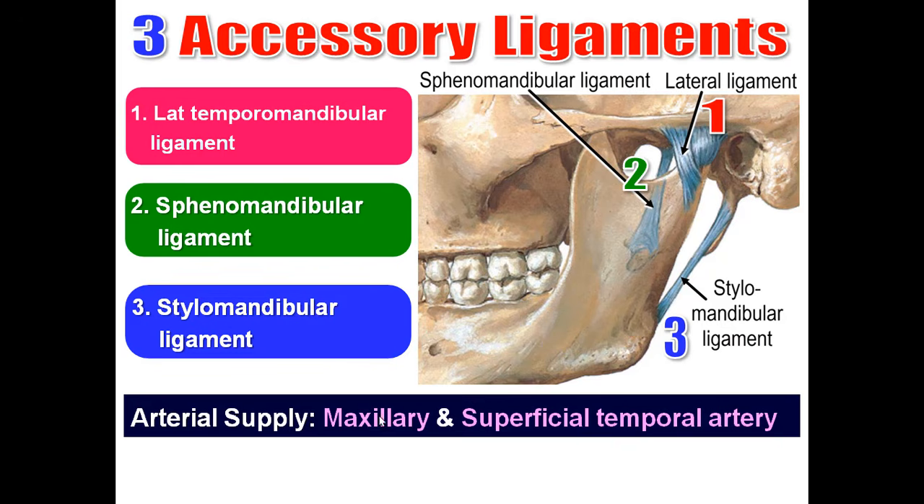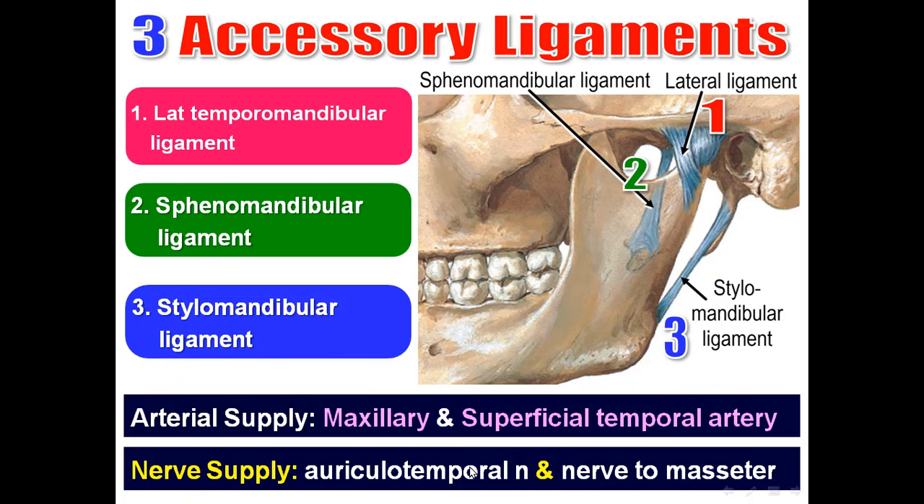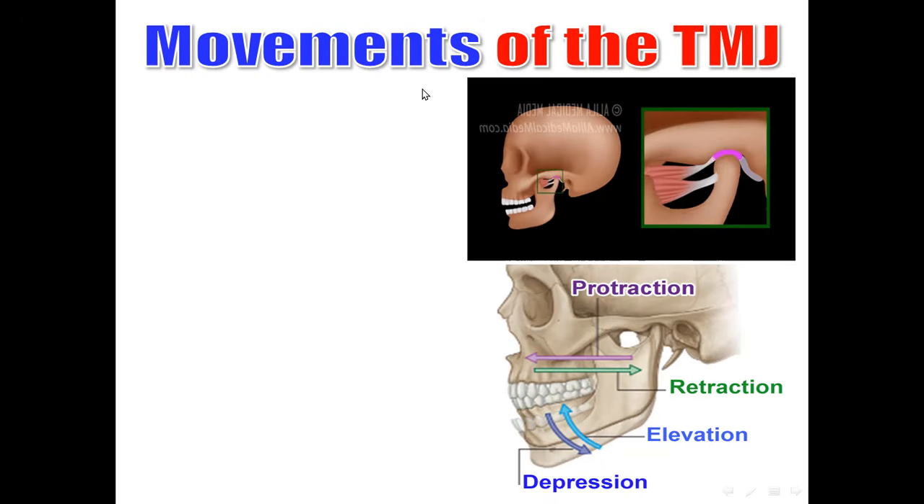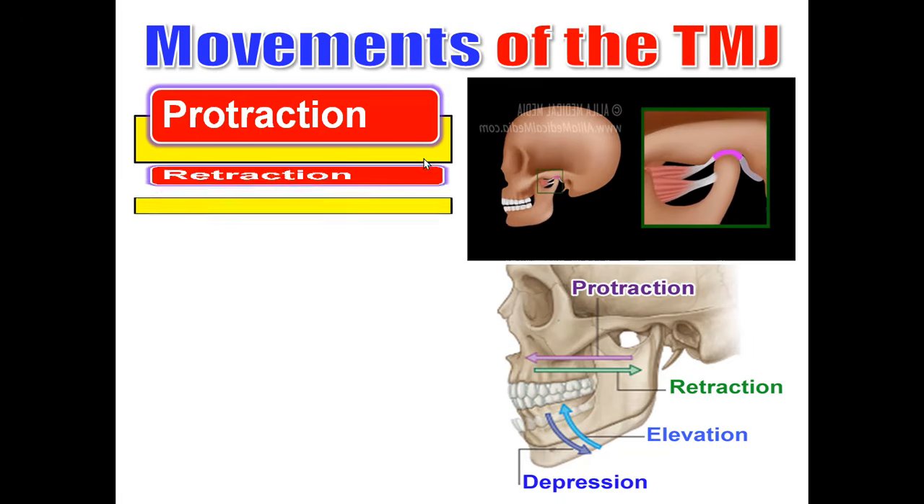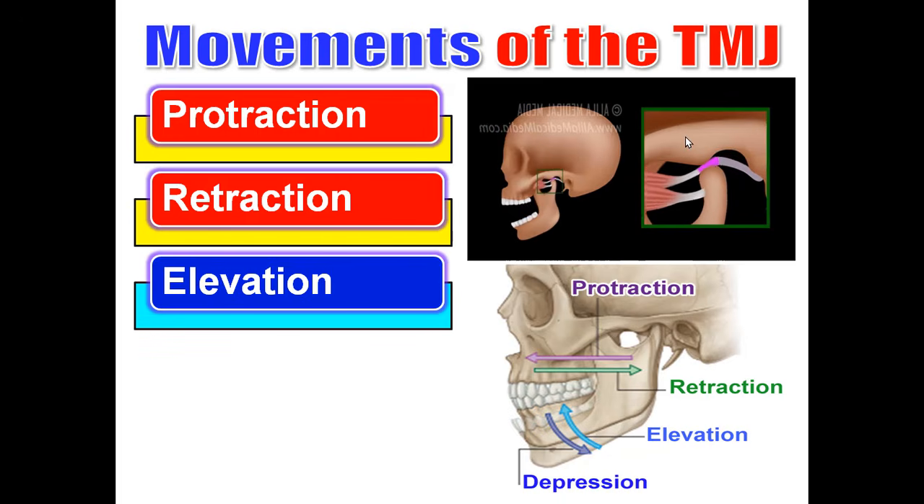Regarding the arterial supply, maxillary artery and superficial temporal artery. Regarding the nerve supply, auriculotemporal nerve and the nerve to masseter. Regarding the movements of the TMJ, okay, I told you the upper cavity permits protrusion and retraction. So protrusion and retraction. The lower cavity permits elevation and depression.